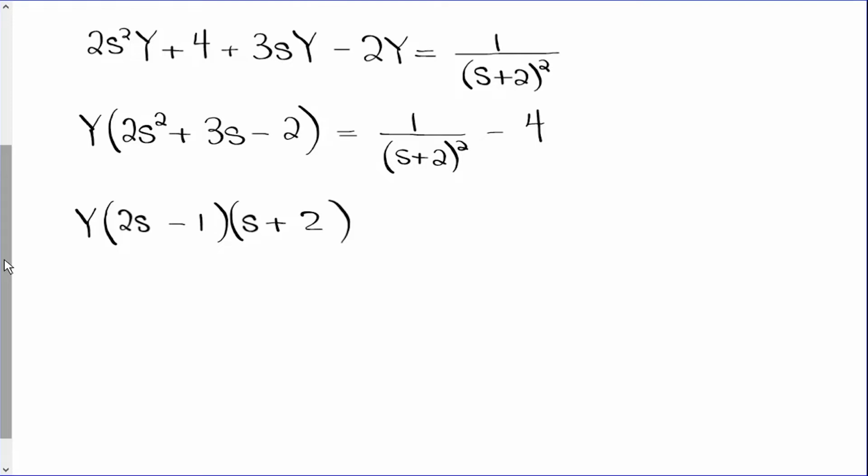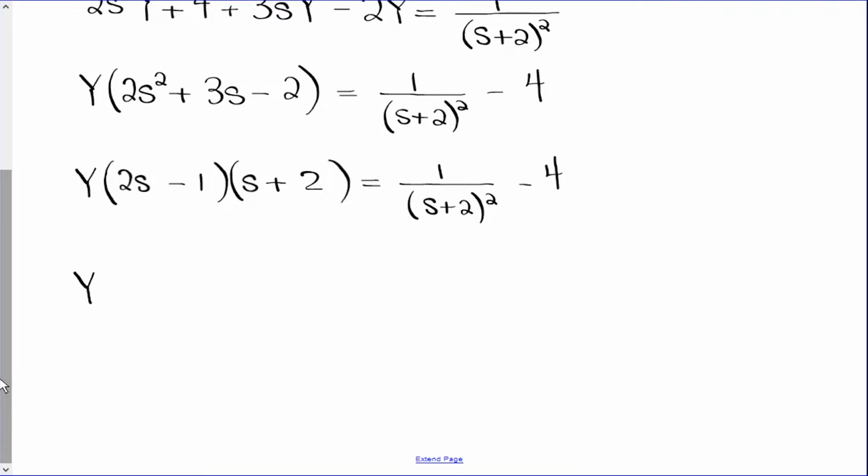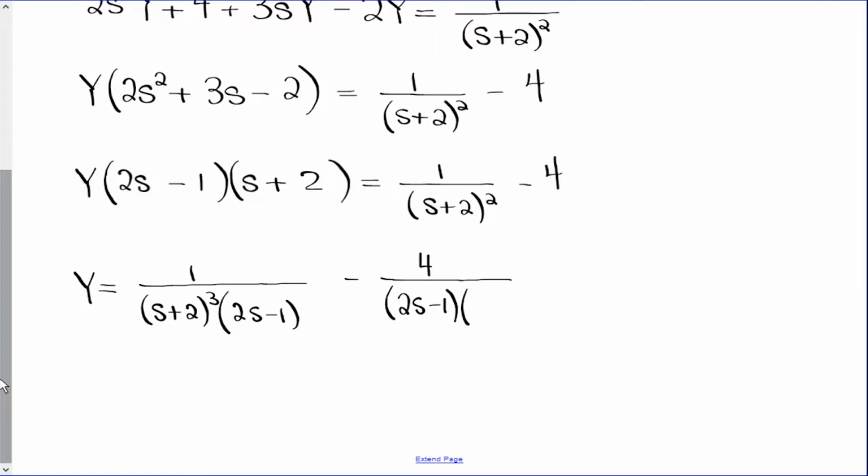So the right-hand side, of course, won't change. And so now we're left with y equals 1 over (s plus 2) cubed times (2s minus 1), minus 4 over (2s minus 1) times (s plus 2). And so this is the next stage of the problem.